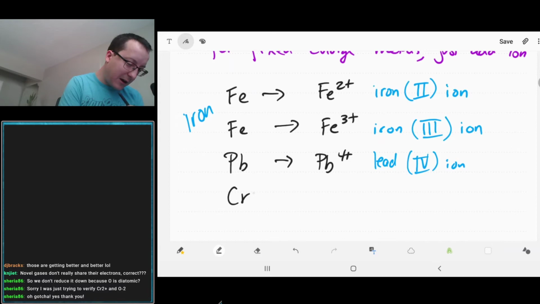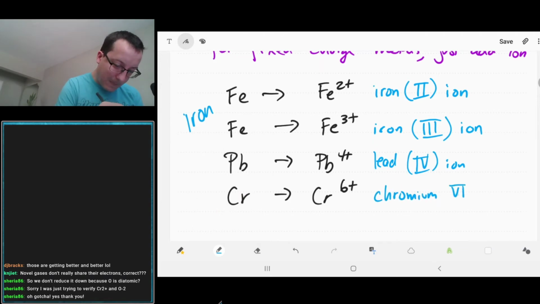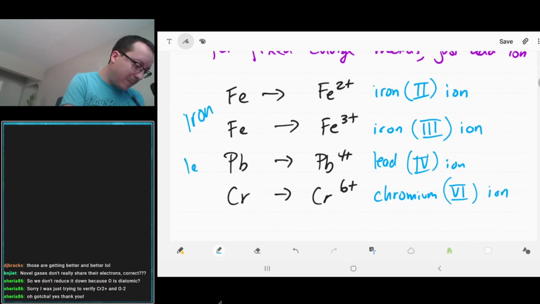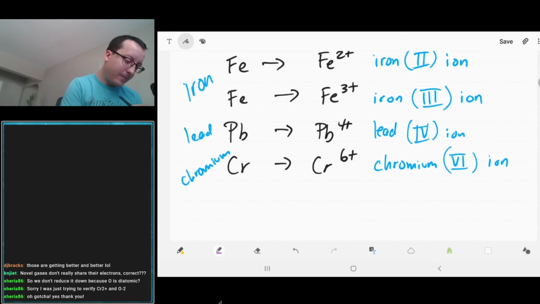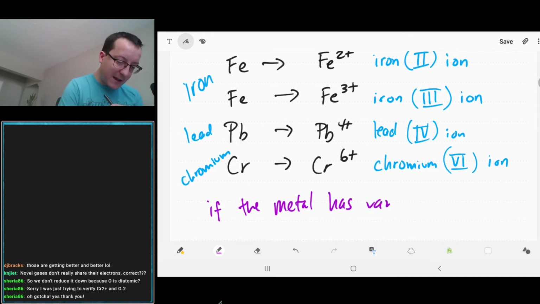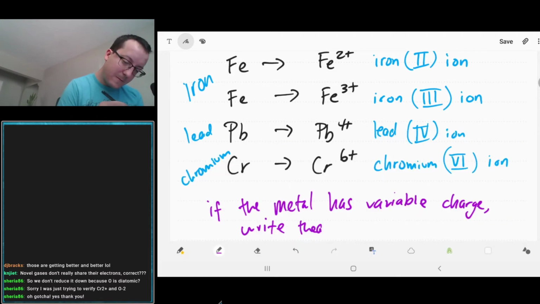This one would be a chromium 6 ion. So whenever we have a metal with variable charge, write the charge with Roman numerals.